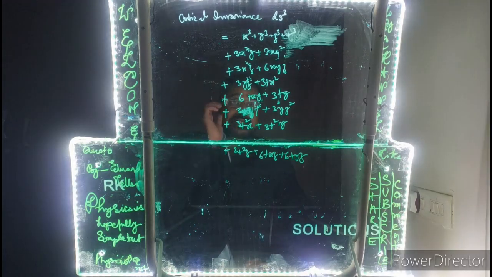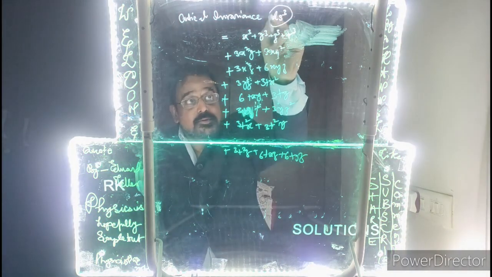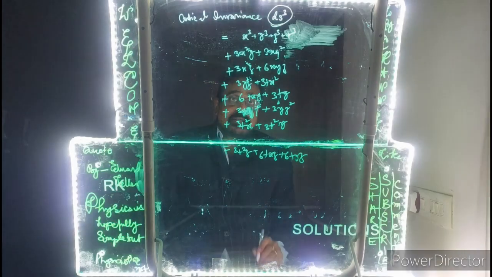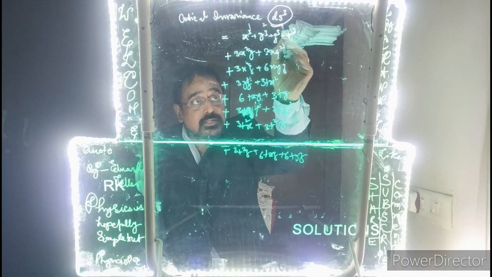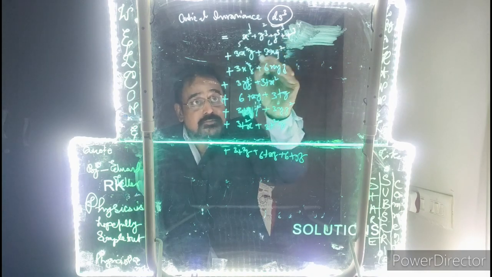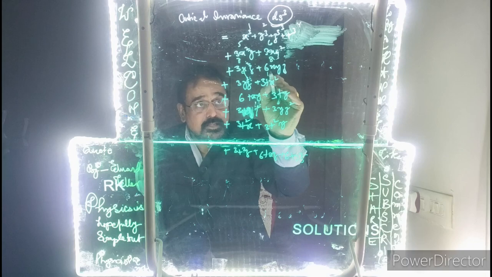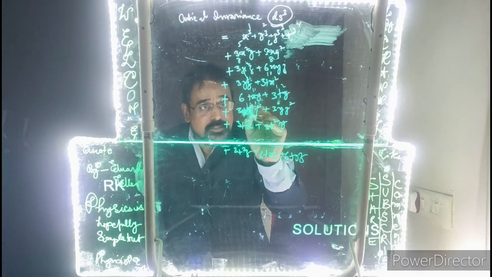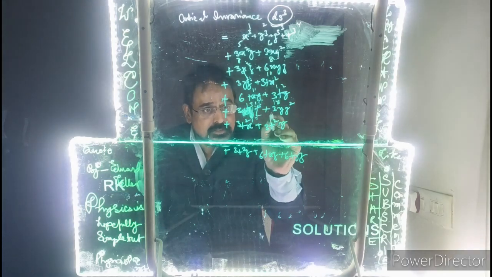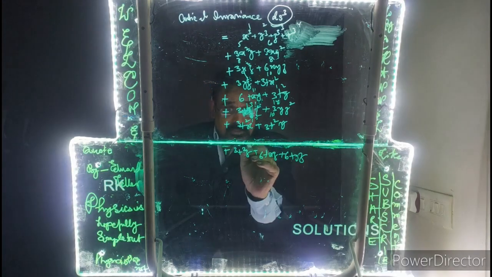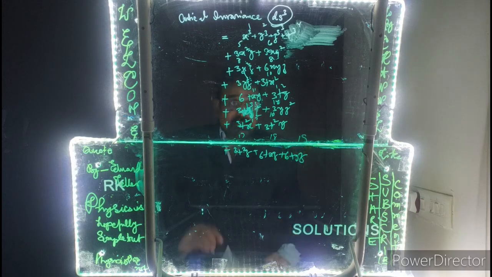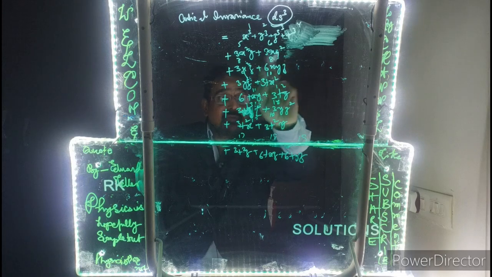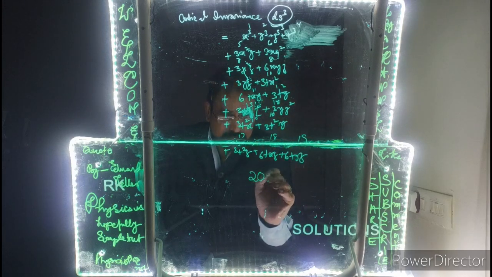This is the total expanded form of this ds cube if you take cubical invariants. How many terms are there? Counting them: 1, 2, 3, 4, 5, 6, 7, 8, 9, 10, 11, 12, 13, 14, 15, 16, 17, 18, 19. So there are 20 terms actually.